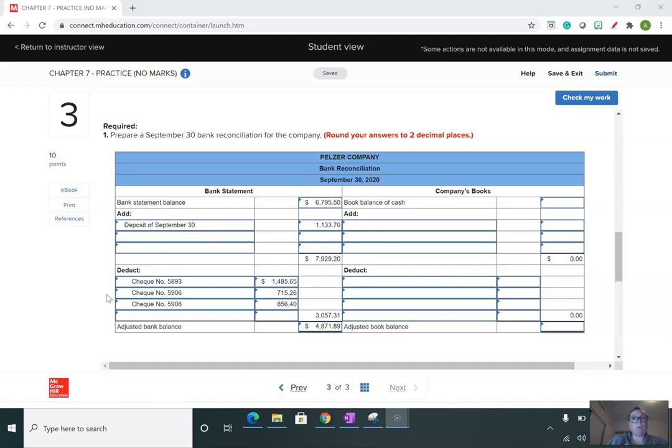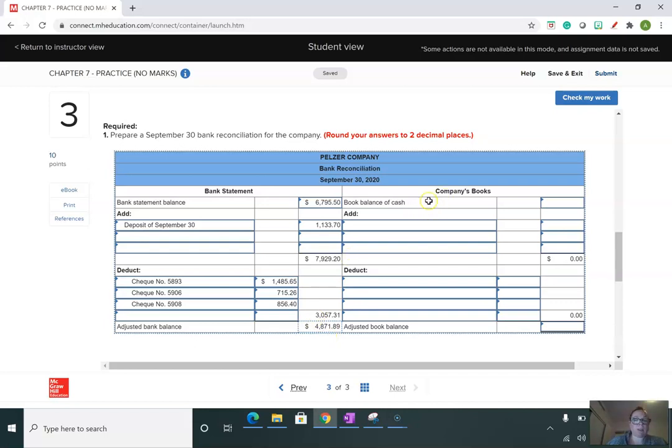So more times than not, there's a lot of transactions that are missing in our accounting system, and we actually don't make them until we receive that bank statement. So again, we're going to make sure that this adjusted book balance equals the 4871.89.